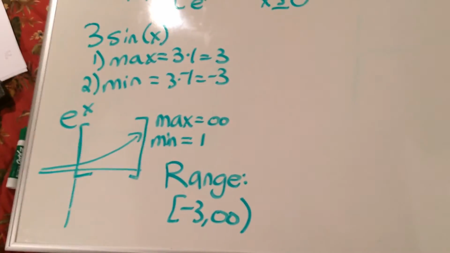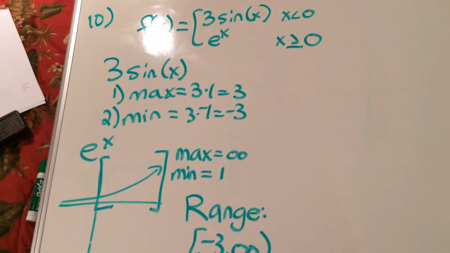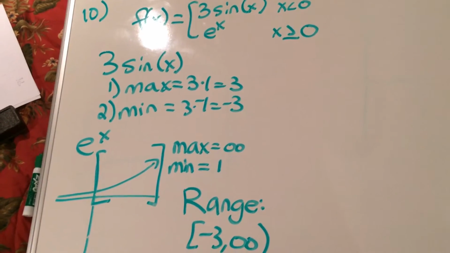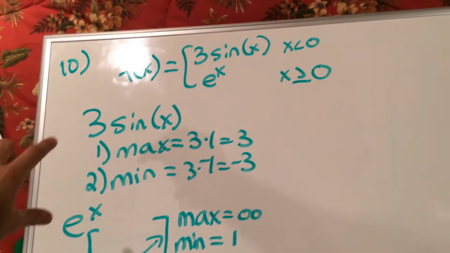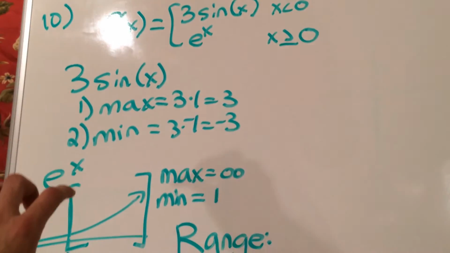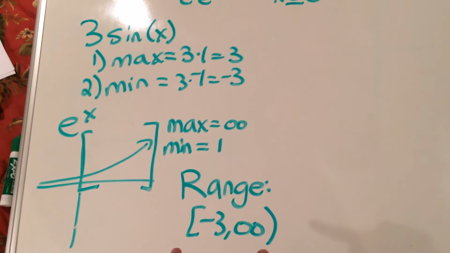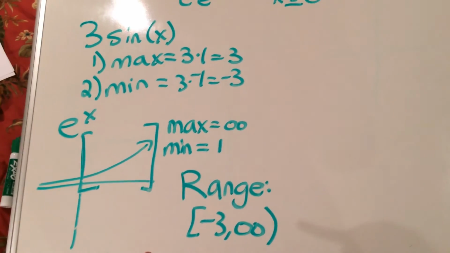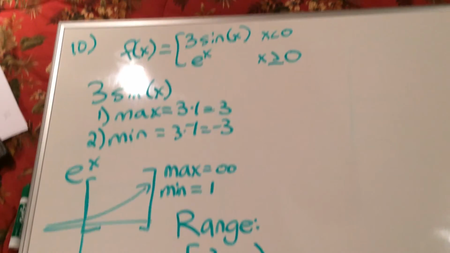Let me go ahead and zoom out here. Give you a panoramic shot of the entire problem. So again, we looked at the range for the first piece, the range for the second piece, and then sort of combined them together to get the max and the min. Zooming out, this is problem 10.